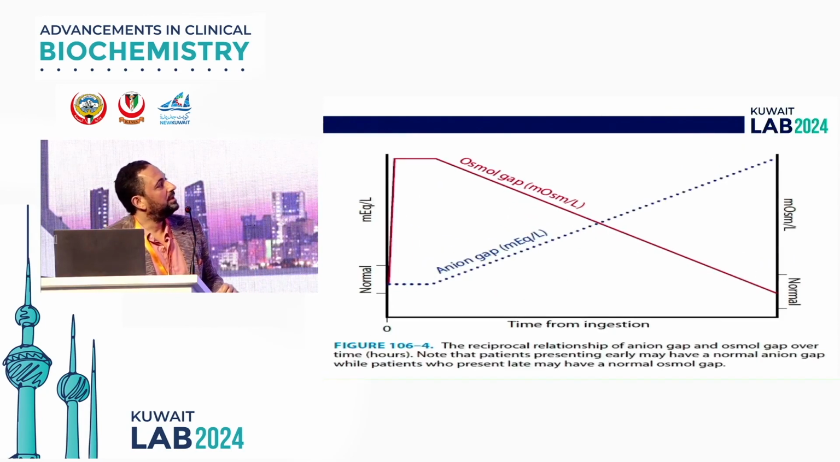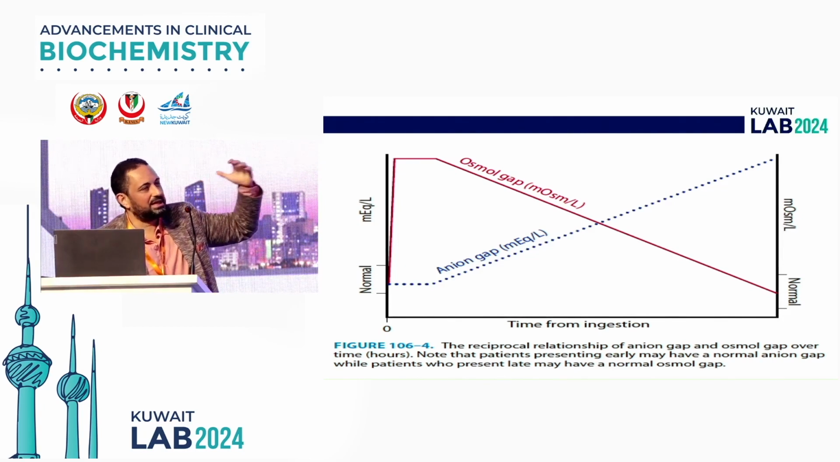Okay? This is the relationship between the osmolar gap and the anion gap. At the beginning, methanol is the parent molecule, which is osmotically active, so we are expecting a high osmolar gap. When methanol is transformed to formic acid, this leads to a decrease in the osmolar gap and an increase in the anion gap.